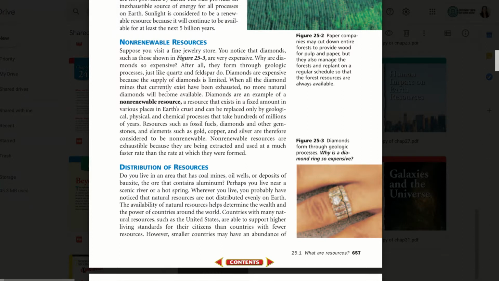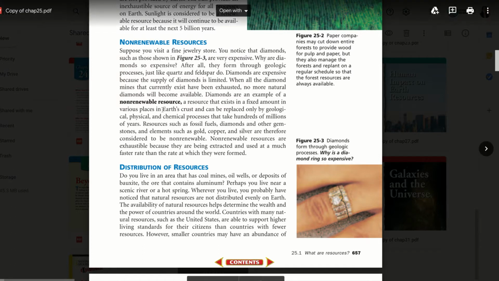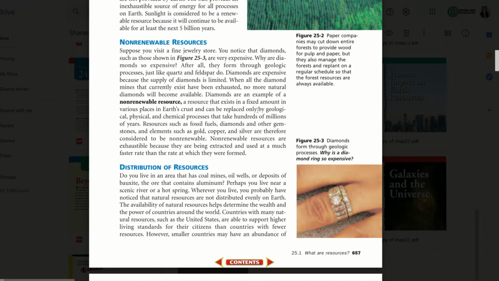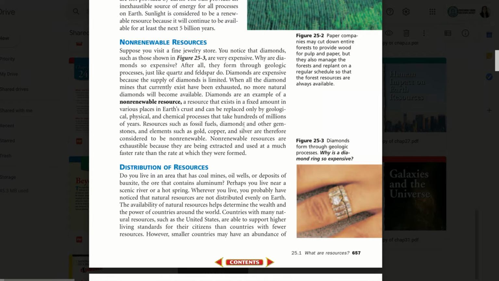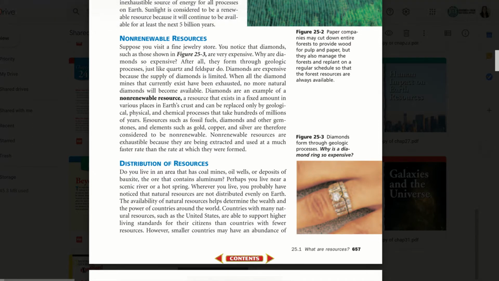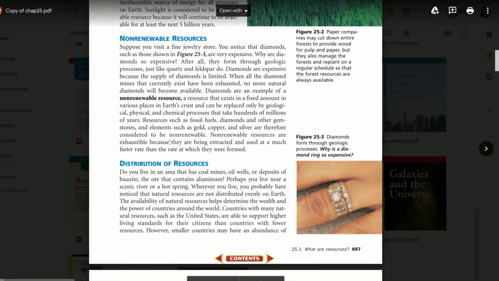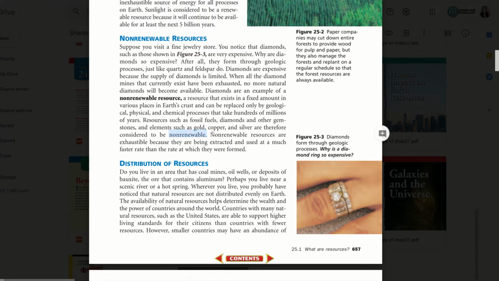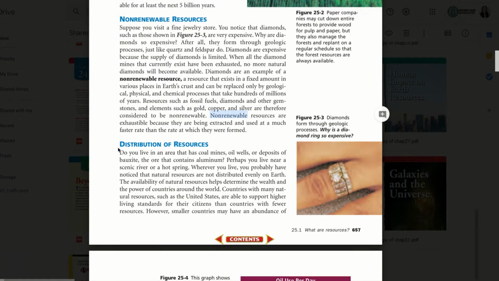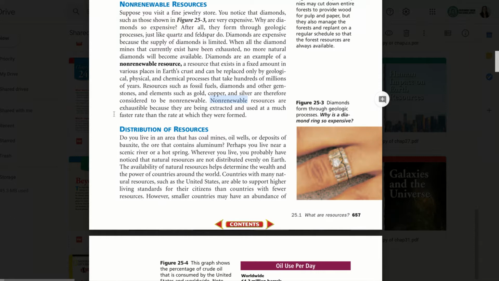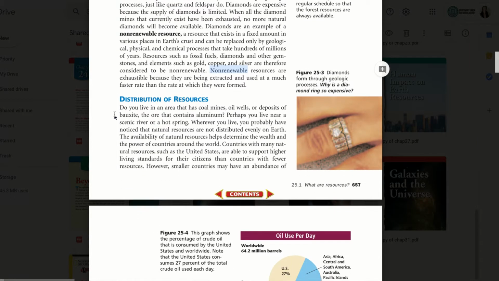Diamonds are an example of a non-renewable resource, a resource that exists in a fixed amount in various places in Earth's crust and can be replaced only by geological, physical, and chemical processes that take hundreds of millions of years. Resources such as fossil fuels, diamonds, and other gemstones, and elements such as gold, copper, and silver are therefore considered to be non-renewable. Non-renewable resources are exhaustible because they have been extracted and used at a much faster rate than the rate at which they were formed.